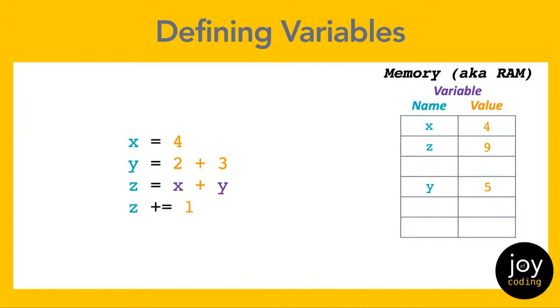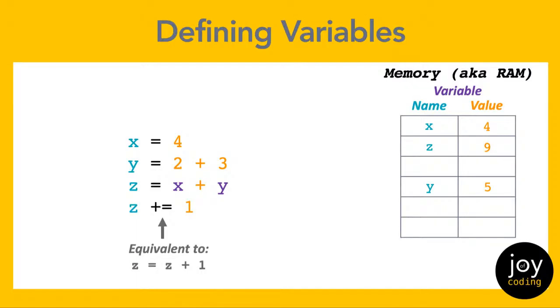Whoa, this looks a little bit different. If you haven't programmed before, you may have never seen this notation. So plus equals is a very common notation in programming. And what it means is it's the same as saying z equals z plus 1, as z plus equals 1.